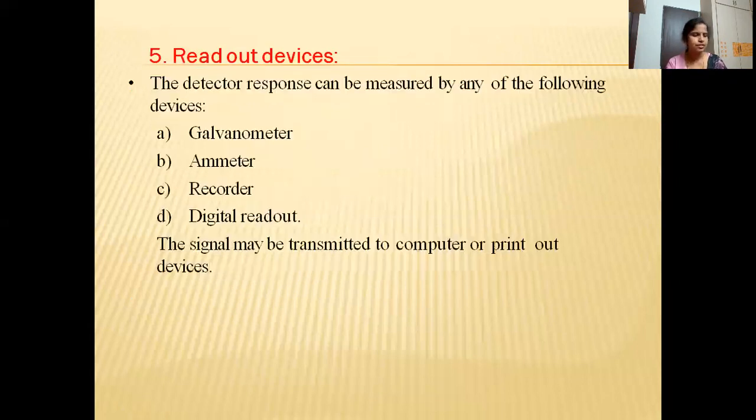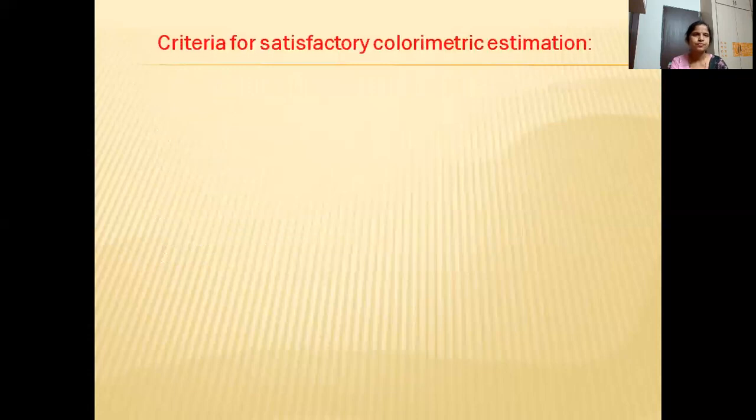Then readout devices. After the light energy is converted to electrical energy, it has to be read out. The readout device may be a galvanometer, ammeter, recorder, or digital readout. Any one of these can be used to measure the amount of absorbance or transmittance.